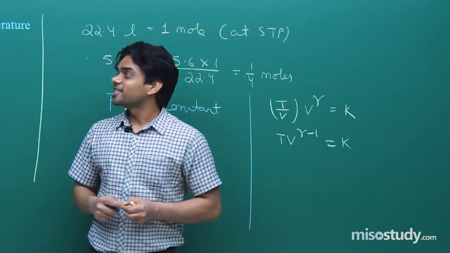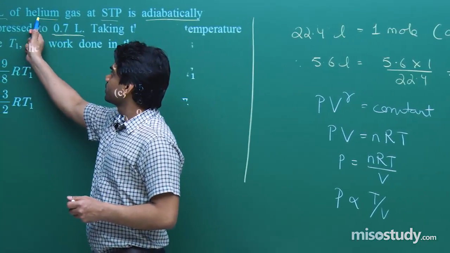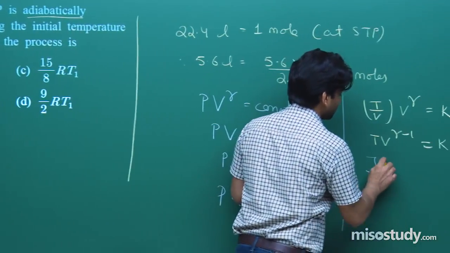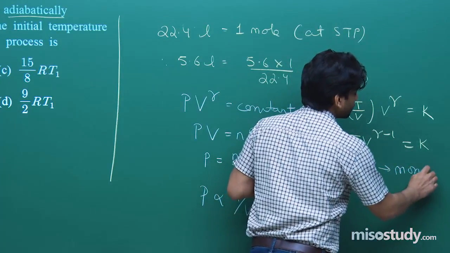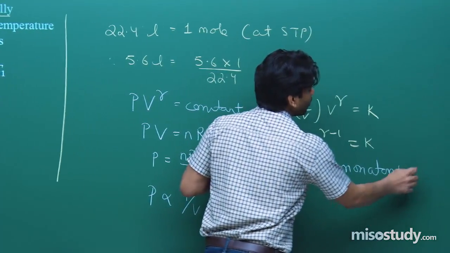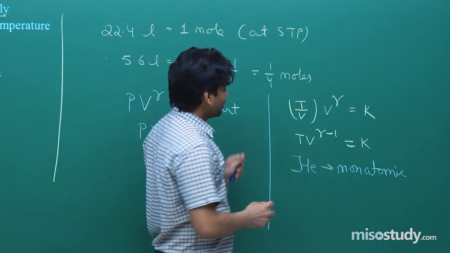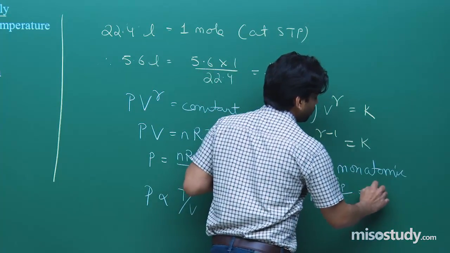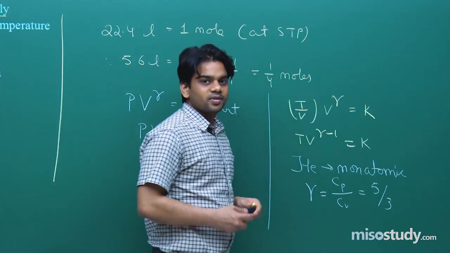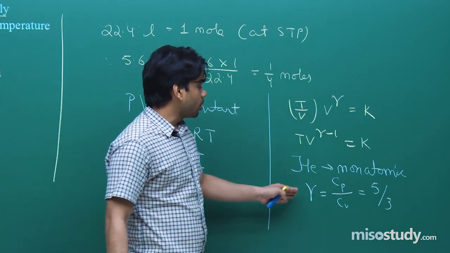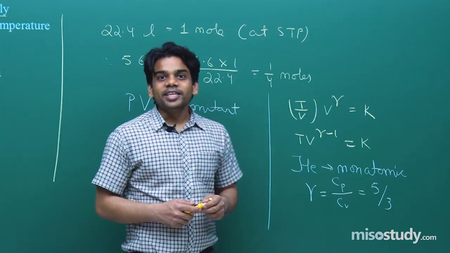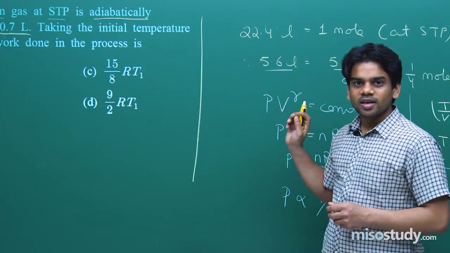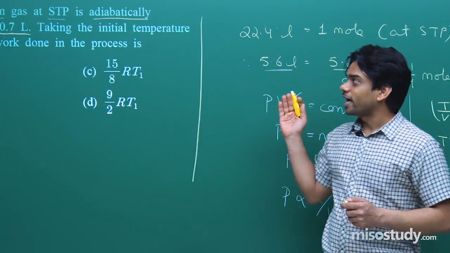Now it's given that it's a case of helium gas. Helium is a monoatomic gas. For a monoatomic gas, gamma, that is Cp by Cv, is actually 5/3. This is what we know about gamma of a monoatomic gas, the adiabatic constant. Now initial volume is given as 5.6 liter, and final volume is 0.7 liter.